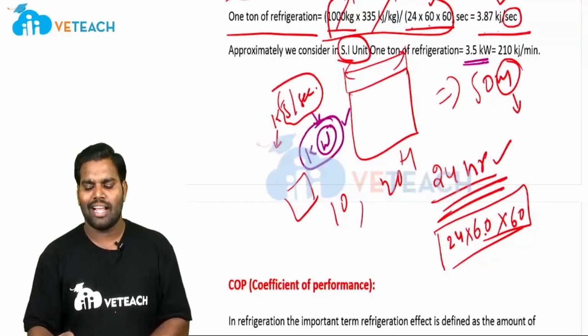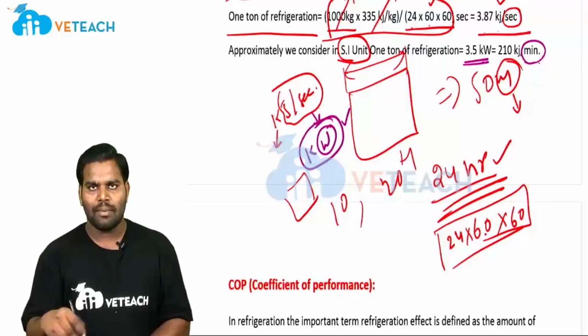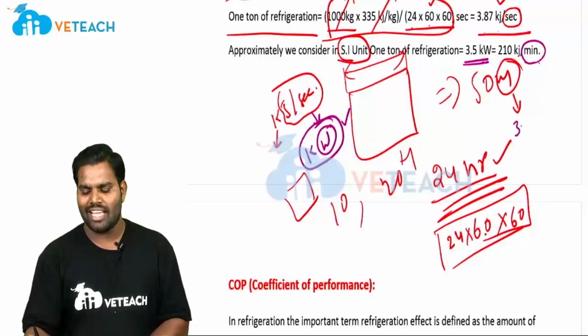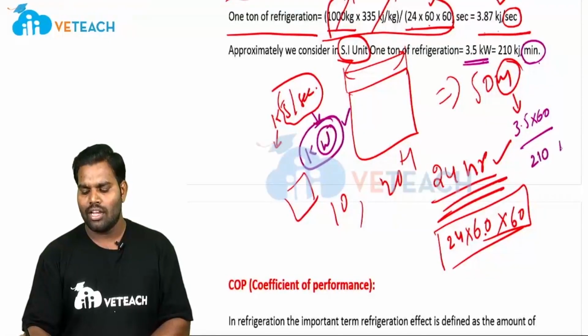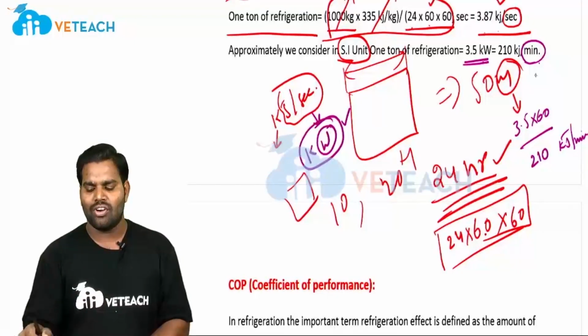So here this can be converted in terms of minutes, so that we will multiply it with 60. So we will get 3.5 into 60, around 210 kilojoule per minute. So based on the time period, we will go for conversion.